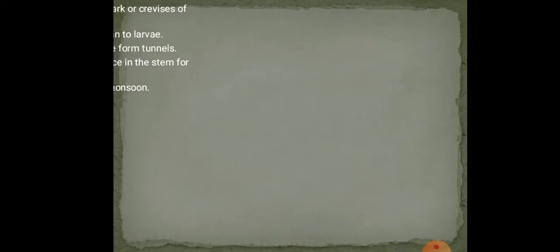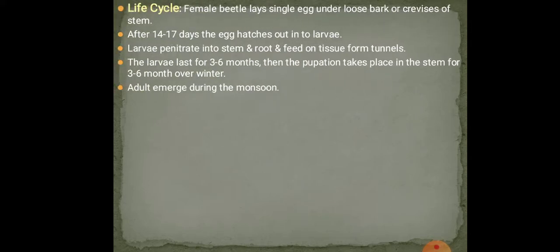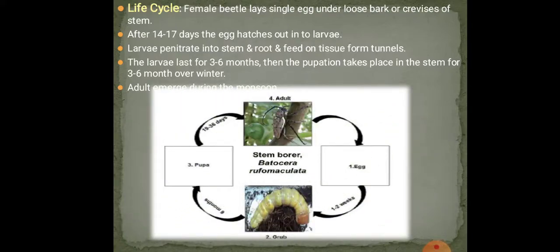The next, we see the life cycle of this. The female beetle lays a single egg under the loose bark or crevices of the stem. After 40 to 70 days, the egg hatches into the larva, and the larva penetrates into the stem and root and feeds on the tissue from the tunnel.